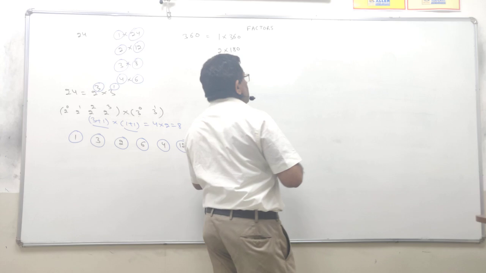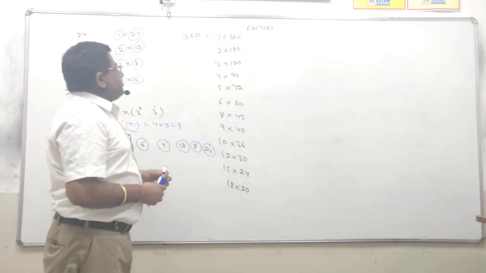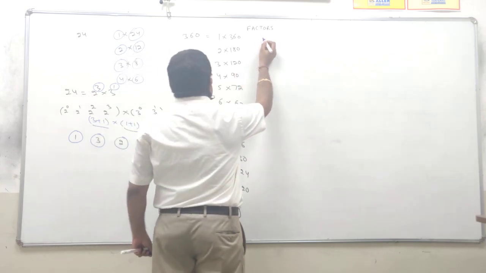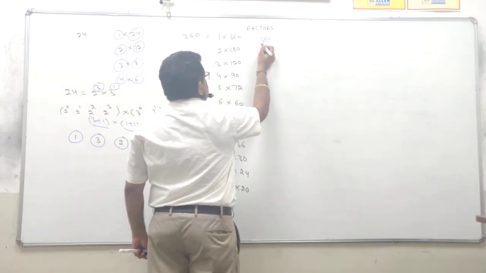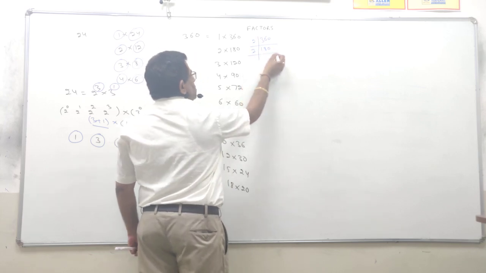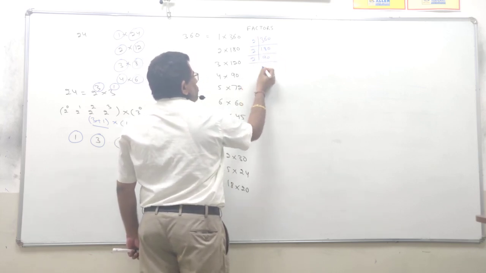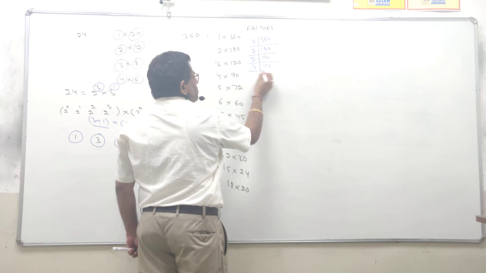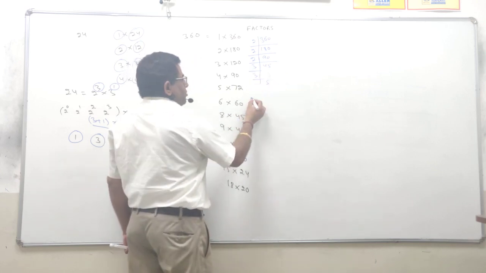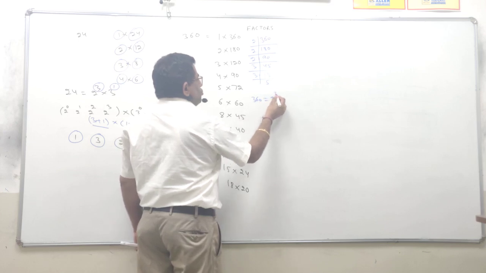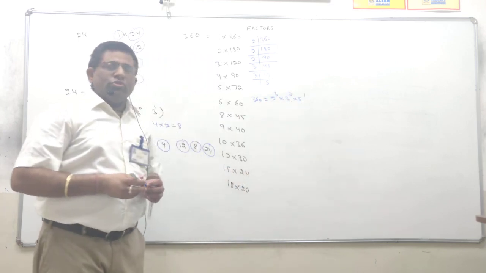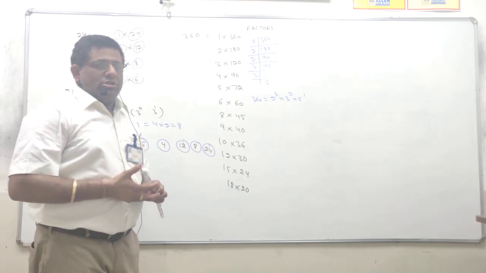If you are having any composite number, in the case of 360, we can check the prime factorization. 360 is 180 times 2, 180 is 90 times 2, 90 is 45 times 2, then 15, then 5. So the prime factorization of 360 is 2 cube into 3 square into 5 raised to power 1.